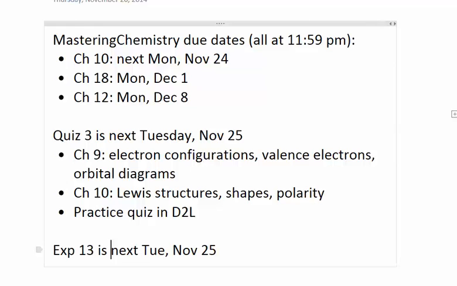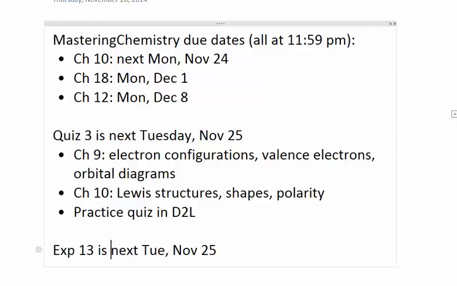So going in order here, we will finish Chapter 10 today. We only have 2 pages of Chapter 10 left, and we'll start on Chapter 18 today. So the Chapter 10 Mastering Chemistry will be due next Monday night. That's pretty good timing because Quiz 3 will be on Tuesday.